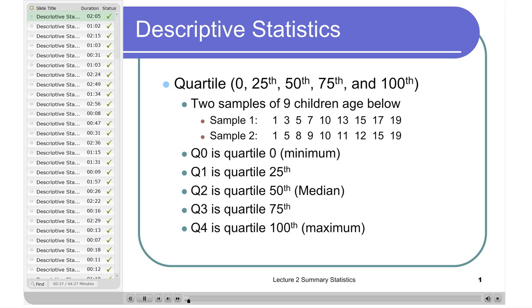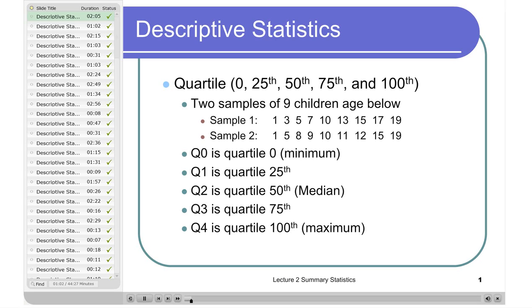So for example, if you got in the 90th percentile on the SAT, that means that you scored better than 90% of the students who took the SAT, and 10% of the students who took the SAT scored better than you did. Quartiles are just the 0th, 25th, 50th, 75th, and 100th percentiles.